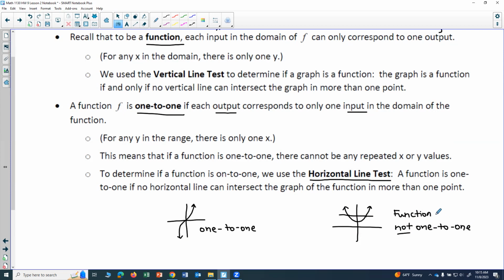So a graph can be a function without being one-to-one. And what we're just checking for is whether or not each y value corresponds to only one x value. You can see that this y value, whatever it is, corresponds to two different x values, and that's why the horizontal line would touch the graph in more than one spot.